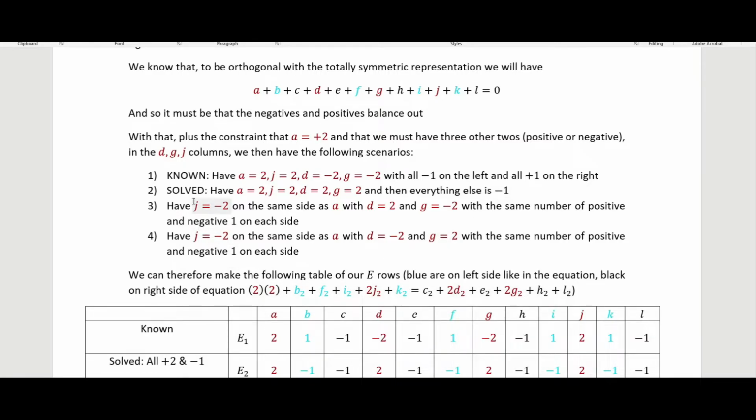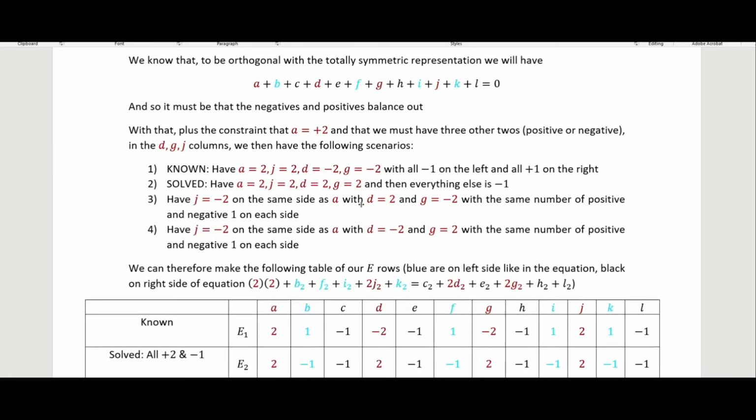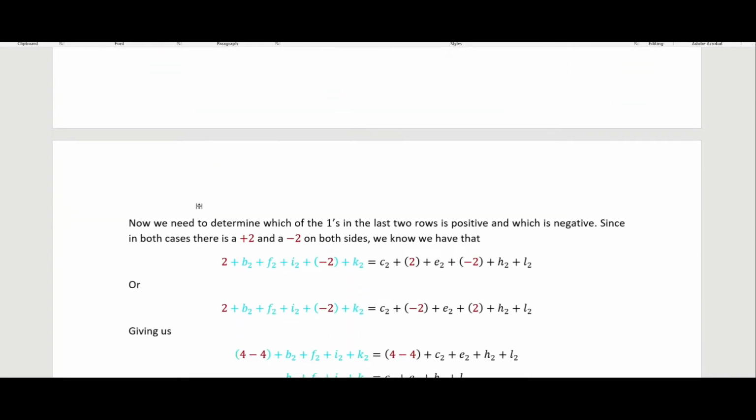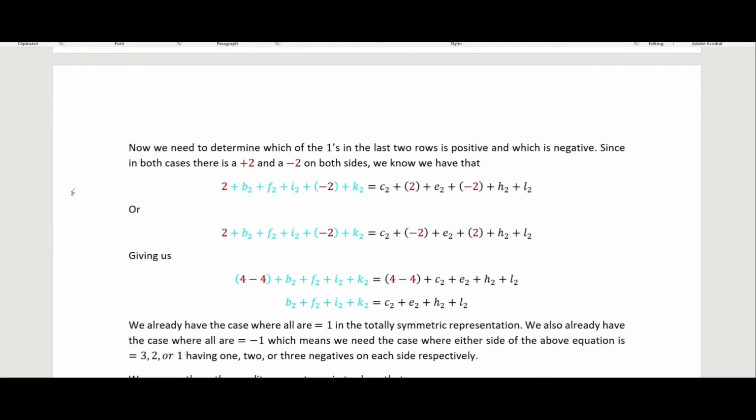And so then we can have j equals minus 2 in both, and then we can switch between the d and g being 2 and minus 2. And so we get a table that looks like this, where these first 2 rows up here are the ones that we know and the one that we can just sort of easily solve from that. But now these second 2 rows down here are things we have to look at in more detail.